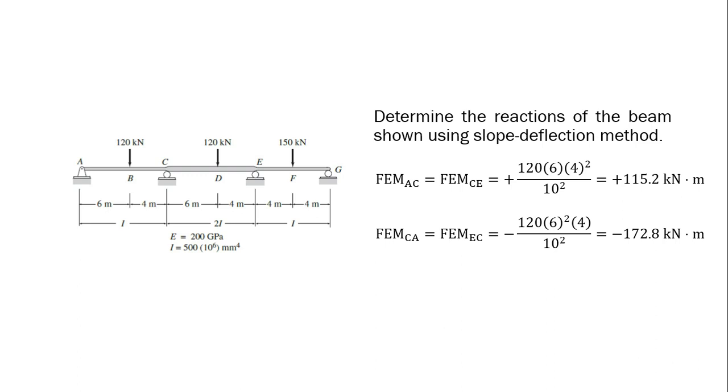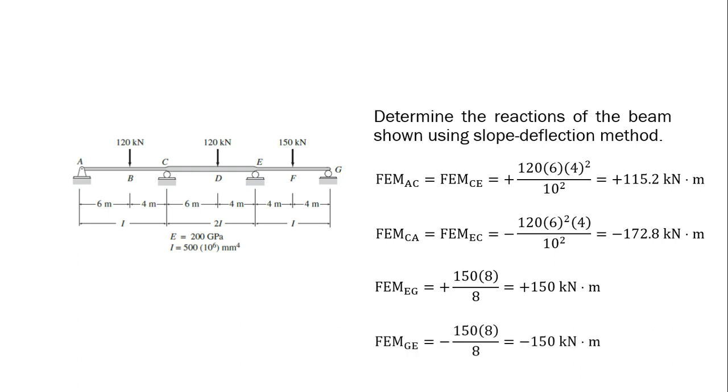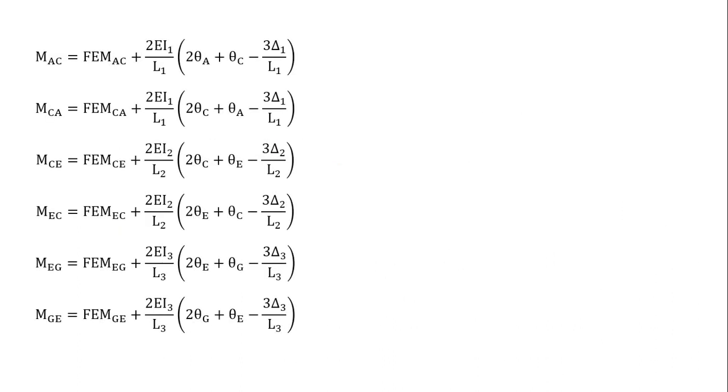Okay? And then for EG, we have 150 kN meter. For GE naman, negative 150 kN meter. Okay, so please take note of these values. Punta tayo rin sa ating slope deflection equations.